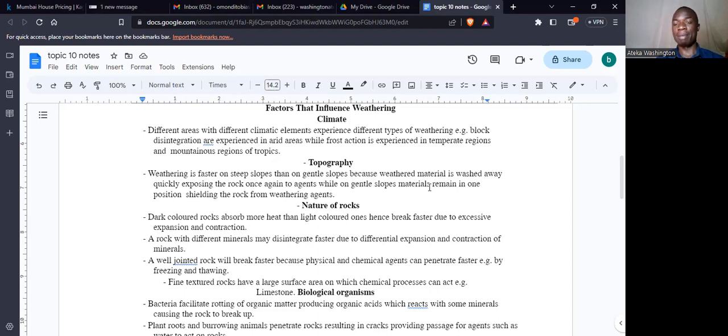Nature of the rocks. Number 3. Here we talk about hard and soft rocks. And we can also talk about the dark rocks.